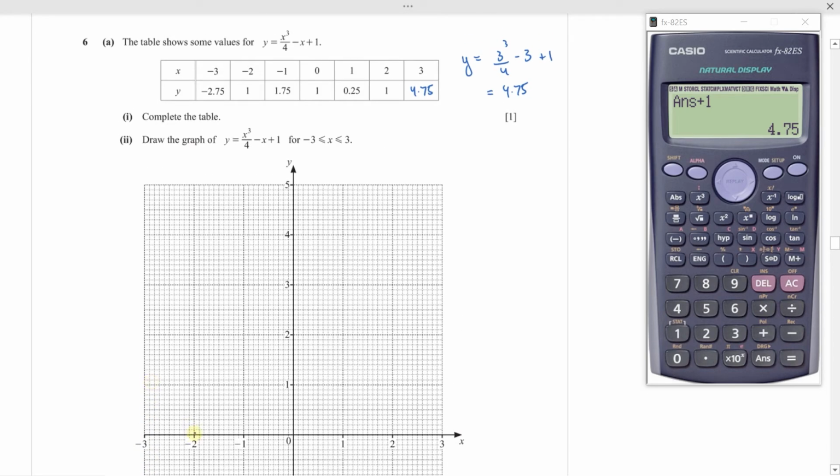Then you have minus 2 and 1. So minus 2 and 1 will be this value. Minus 1 and 1.75. 0 and 1, 1 and 0.25. 2 and 1 will be this. 3 and 4.75, so 4.75 will be this value.